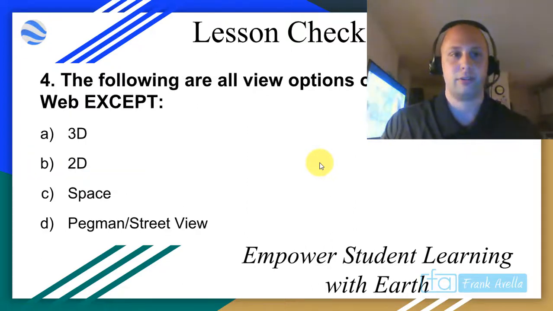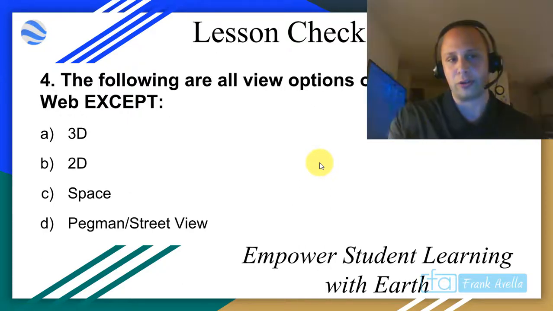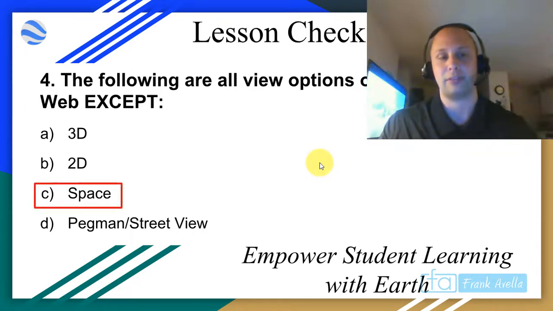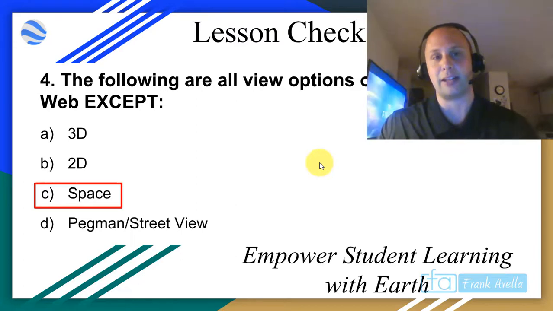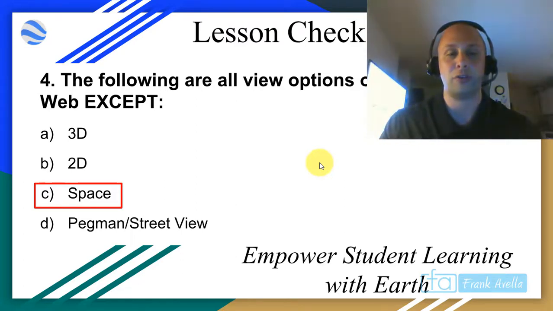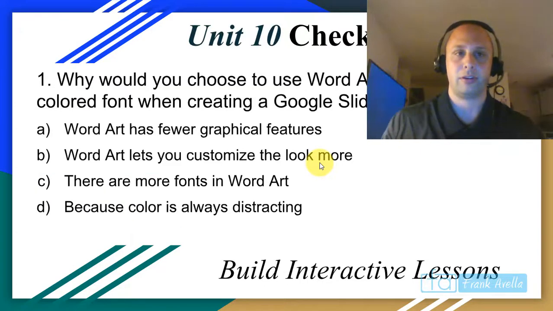Voyager. All right. The following are all view options, except what? So in that corner, right? What are your view options? I've said a bunch of times. Oh, except. Okay, it says except right there. That's important. So there is 3D view, 2D view, Pegman, but there's no space view. Okay, we're almost done here.